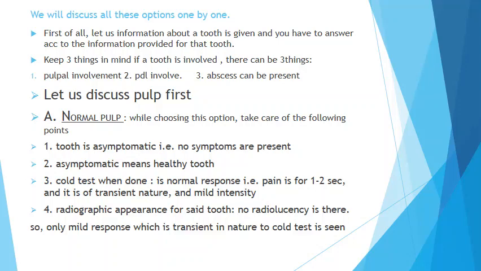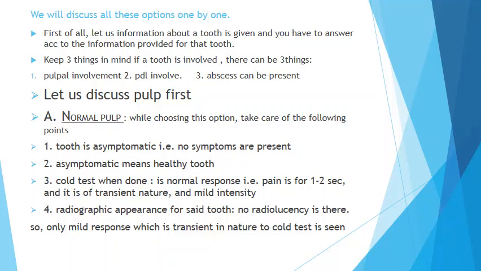Now, when you do the cold test, there is a normal response. That is, there is a transient pain. Pain is for 1 to 2 seconds. It is of transient nature and of mild intensity. This is very important. In normal pulp, the pain is for a very short duration, that is for 1 to 2 seconds, and the nature is transient and it is of very mild intensity.